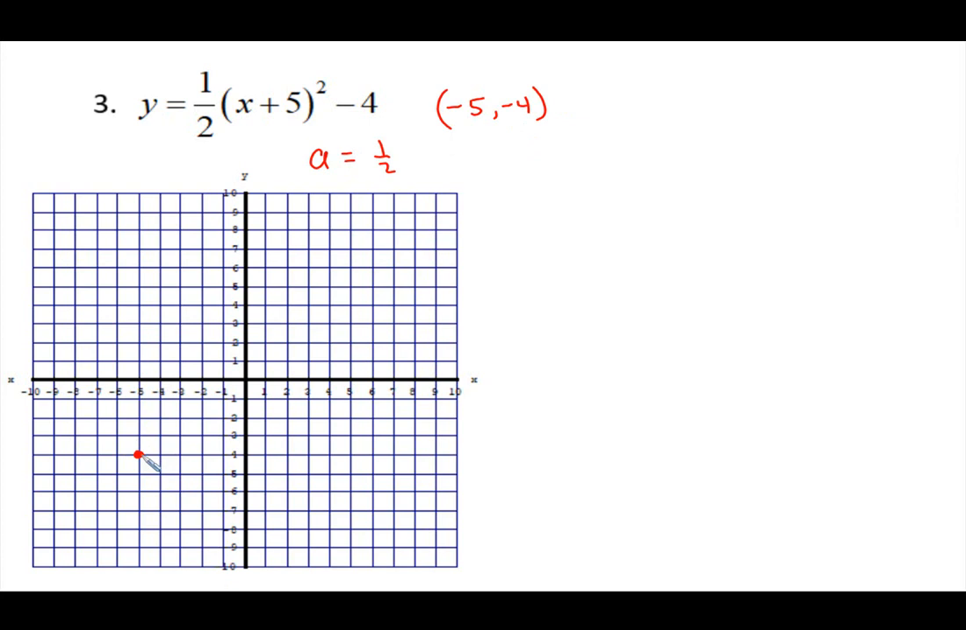So from your vertex, remember, you're always going to move to the side one time. So from my vertex, I'm going to move to the side one time. It doesn't matter right or left. And then if a is half, that means I'm going to move up or down that amount. So since a is positive, I'm going to go up half a unit. So up half, so I'll be right there. So same thing, move to the left once and up half.